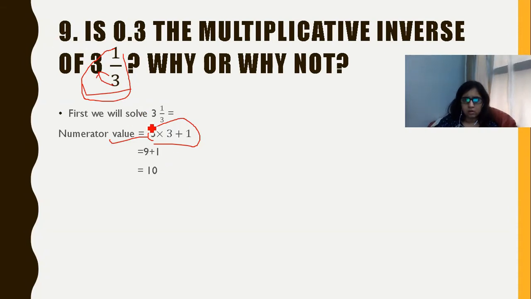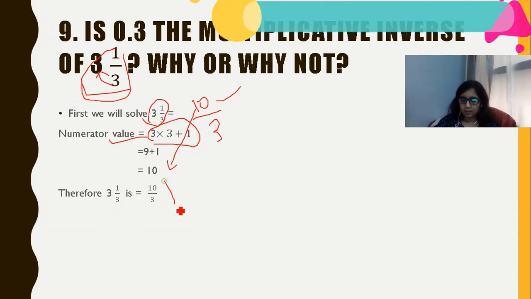So when I solve this, I will get the answer 10 upon 3. How did I get this answer? The numerator value I have just solved, that is 10, and the denominator value is 3. Therefore 3 1 upon 3 is written as 10 upon 3.